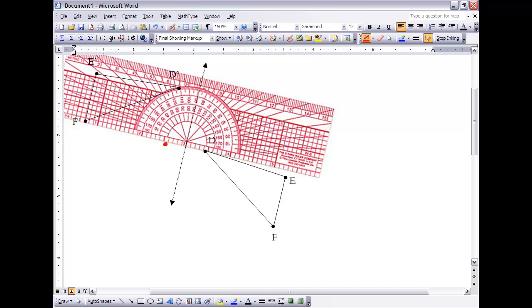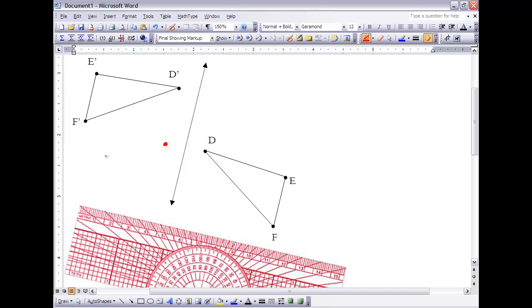And then I'm going to use that to get my translation. So to finish that off then, I'm just going to draw the vector going from this image of D after the reflection up to where D prime ends up. And you'll notice how this vector is parallel to the line of reflection, which it should be. So this would be my vector for that translation. Call it V. Okay?